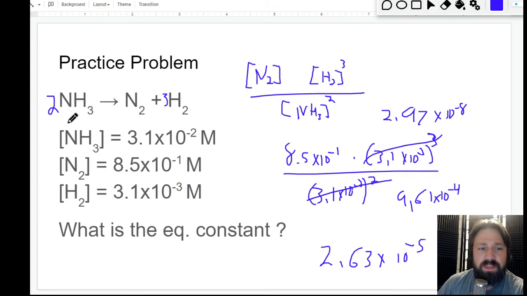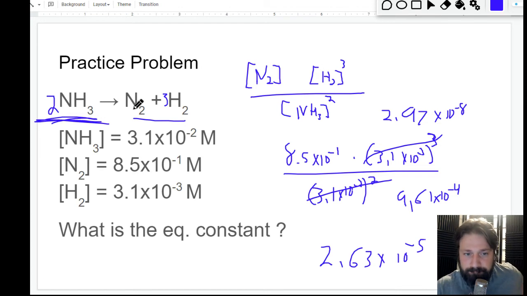So this is going to be the major component of our equilibrium. There's going to be a little bit of this and a lot of ammonia. That's kind of what this equilibrium is going to look like.